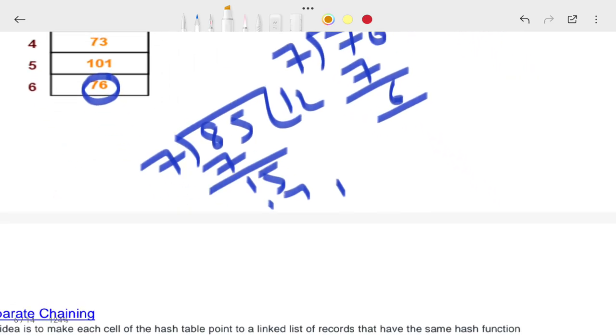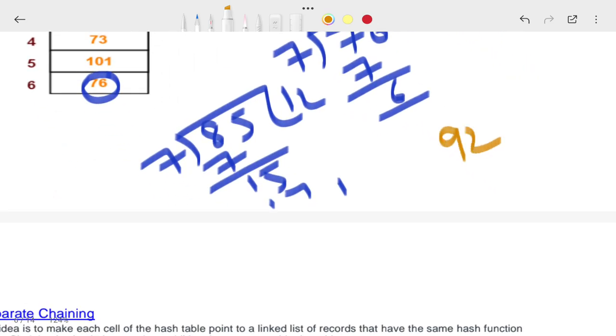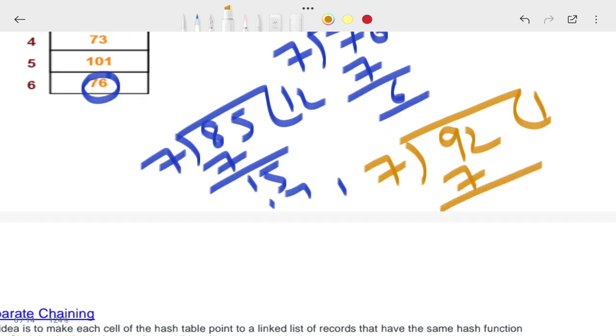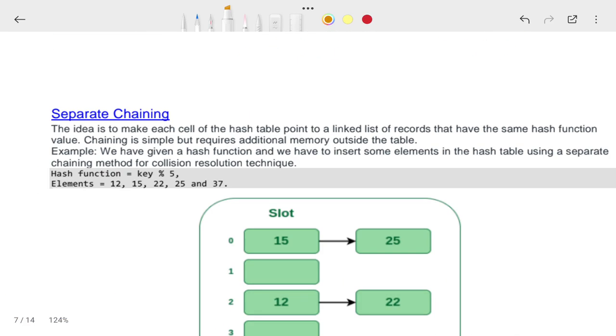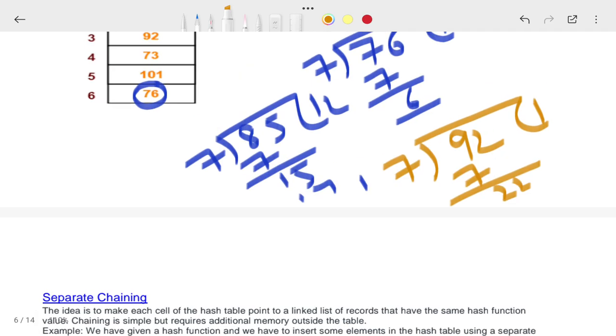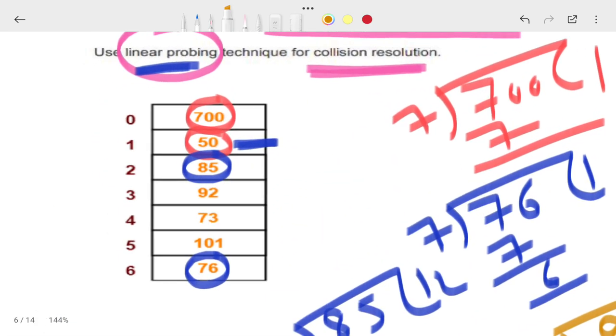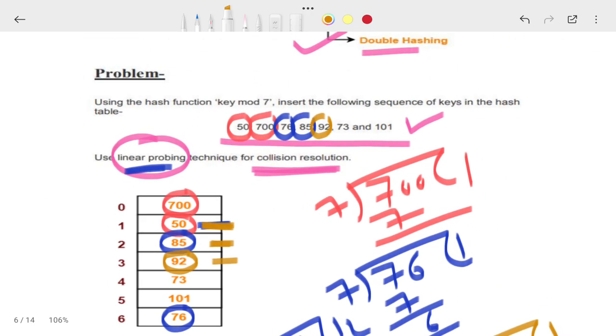So 92, what will I do? 92 again I will divide by 7. Okay, 7 1s are 7, 7 2s are 14, 7 3s are 21. So the remainder is 1. So at 1 there is already data. Next I will check. There is already data, so 92 will come here. Done. What is the probe value? 1, 2, 3. Probe value is equal to 3.